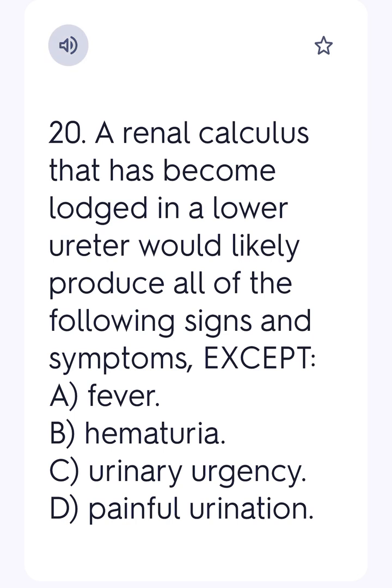20. A renal calculus that has become lodged in the lower ureter would likely produce all of the following signs and symptoms except, A. a fever. B. Hematuria. C. Urinary urgency. D. Painful urination. Ans. A.